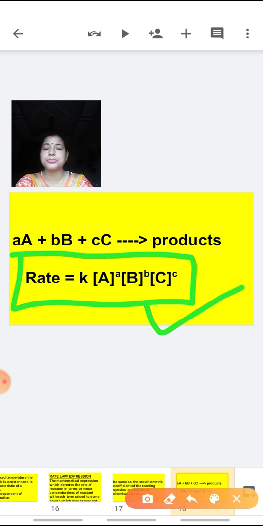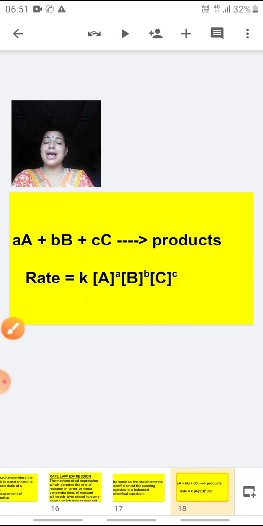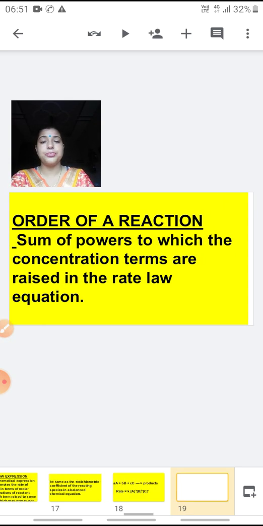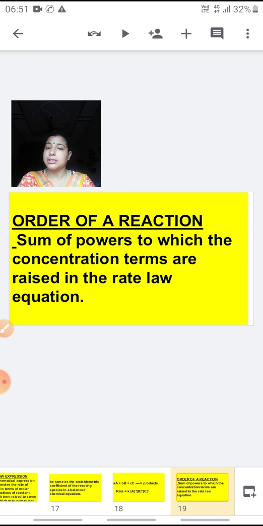Is it clear? So, for complex reactions, only the slowest step will have the rate law expression. The rest of the steps will not have the rate law expression, and the slowest step will be called the rate determining step. Now, why are we saying that the power may or may not be equal to the stoichiometric coefficient? It will be explained with the help of order of reaction. It will become clear if you understand the order of a reaction.